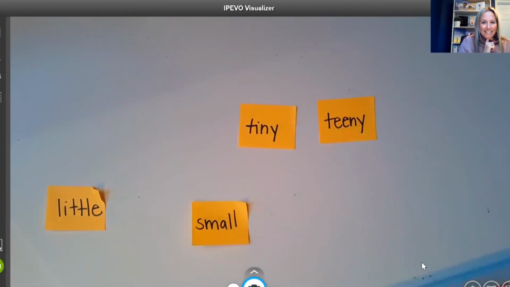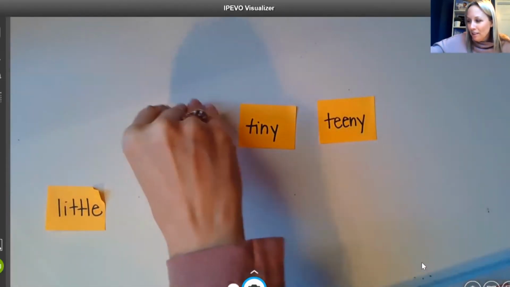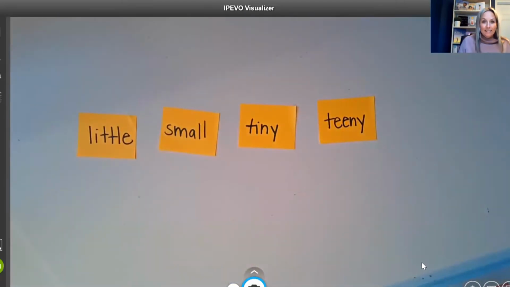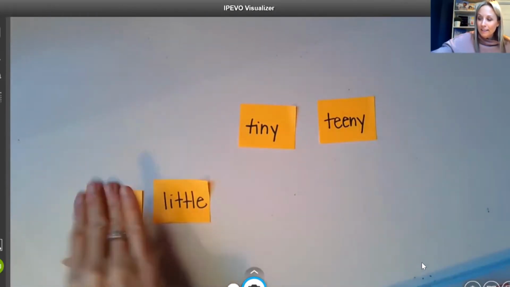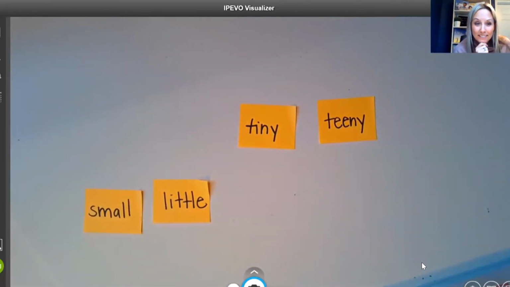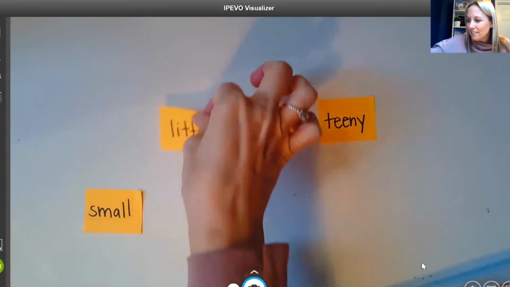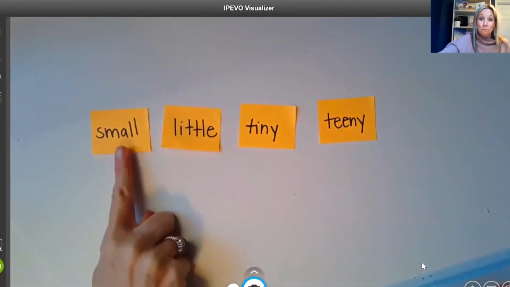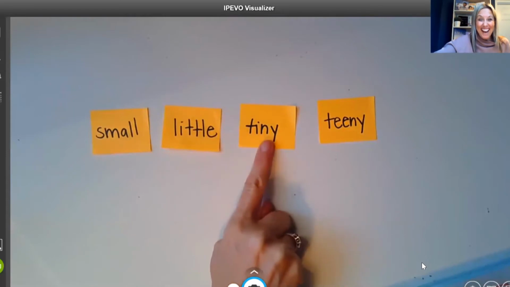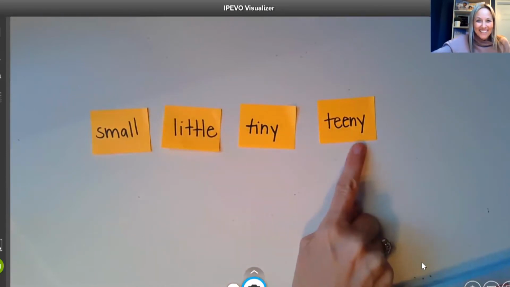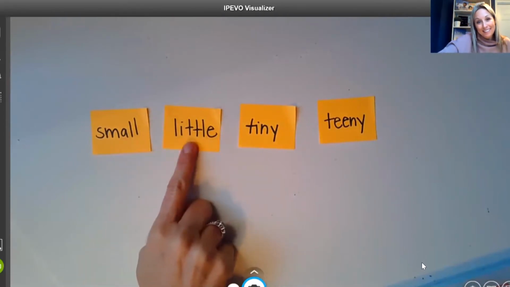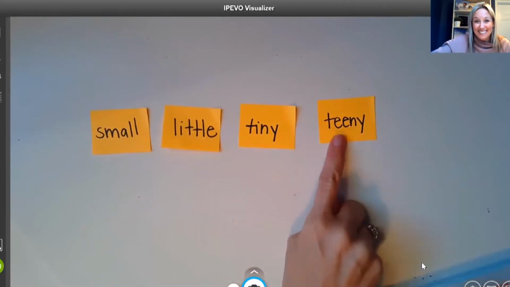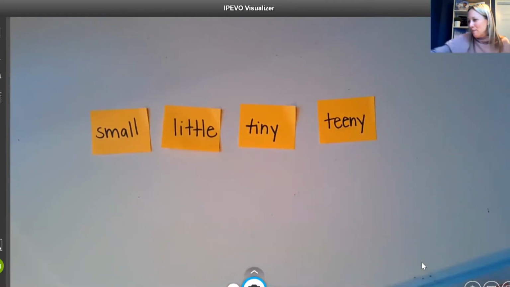Little, small, tiny, teeny. You think then small, little? Ooh, some of you want to switch these, little, small. Think about it. There's no right or wrong. That's pretty small. That's little. I think you're right. I feel like little, small. Let's see. That's small. That's little. That's tiny. That's teeny. Oh yeah, that felt pretty good. You want to say that with me? That's small. That's little. That's tiny. That's teeny. I love this game. I just love playing with words.